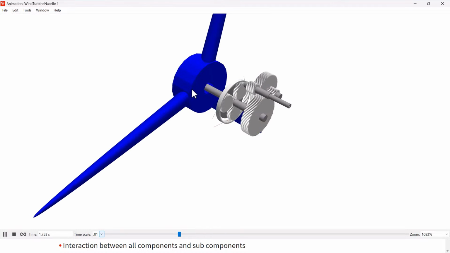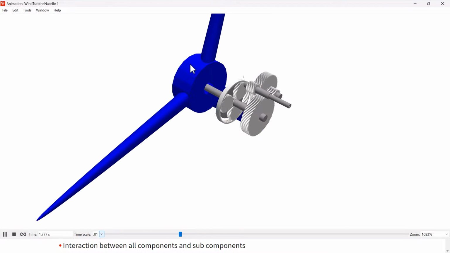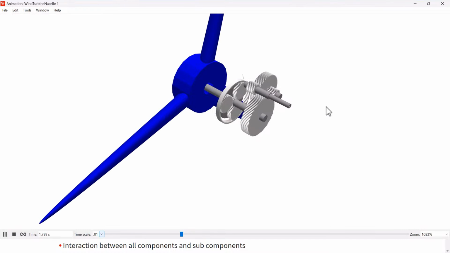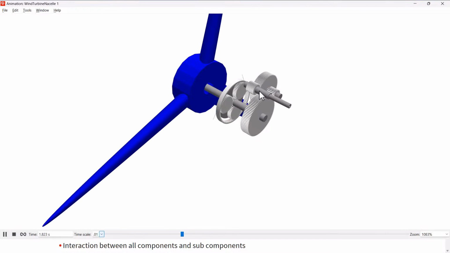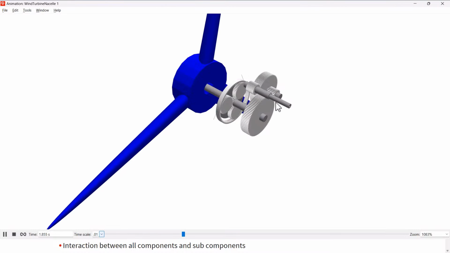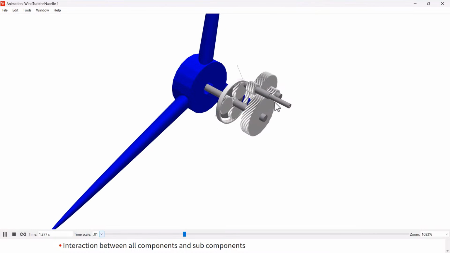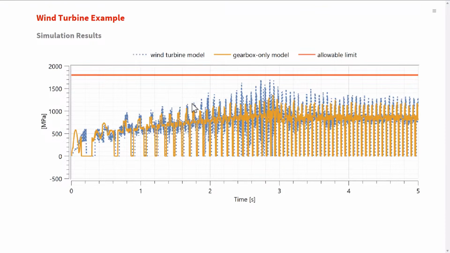Here it is. The gears transition the slow turning of the blades into the much higher speeds needed at the outgoing shaft. This is the heart of our wind turbine's energy conversion. Now we arrive at a critical question. Do these additional components, the system level modeling, pose a risk to our system by pushing contact stresses too close to the allowable limit? The plot before us makes this comparison evident.